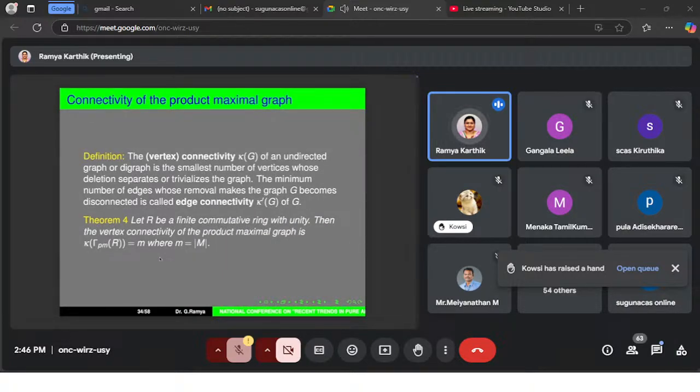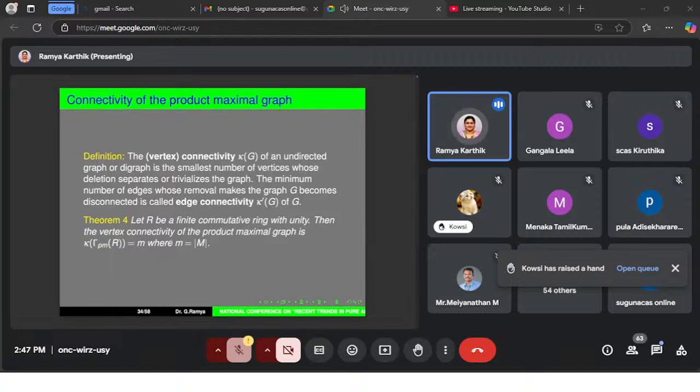Okay, and next one, connectivity. So what is connectivity? It is a set of vertices, the minimum number of vertices we need to remove from the graph so that the graph becomes disconnected. So some set of vertices you remove from the graph, then the graph becomes disconnected, and that set of vertices can be considered the vertex connectivity. Okay, and sometimes the graph becomes trivial also. What does trivial mean? It reduces to a single vertex.